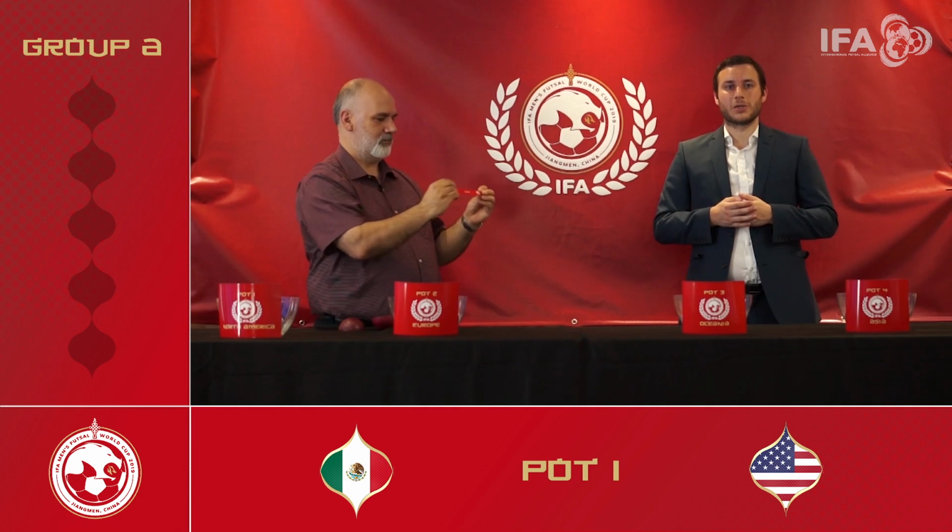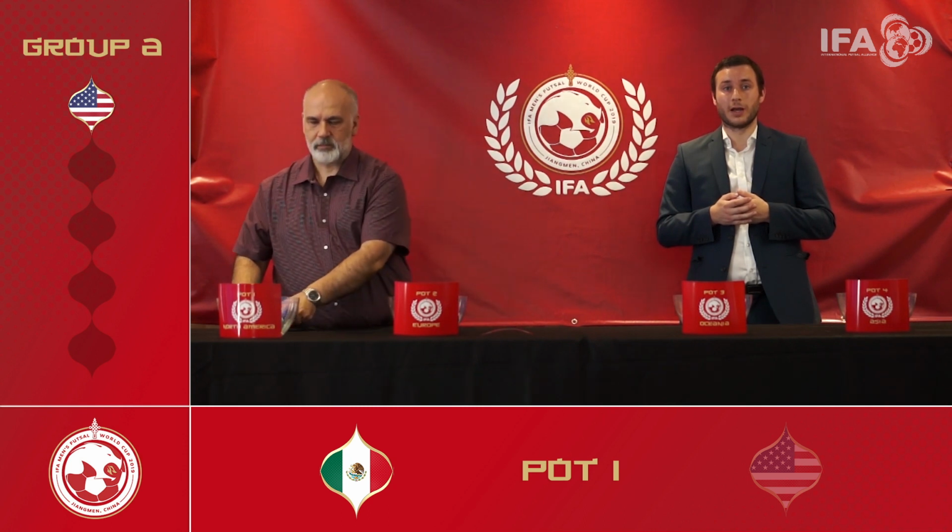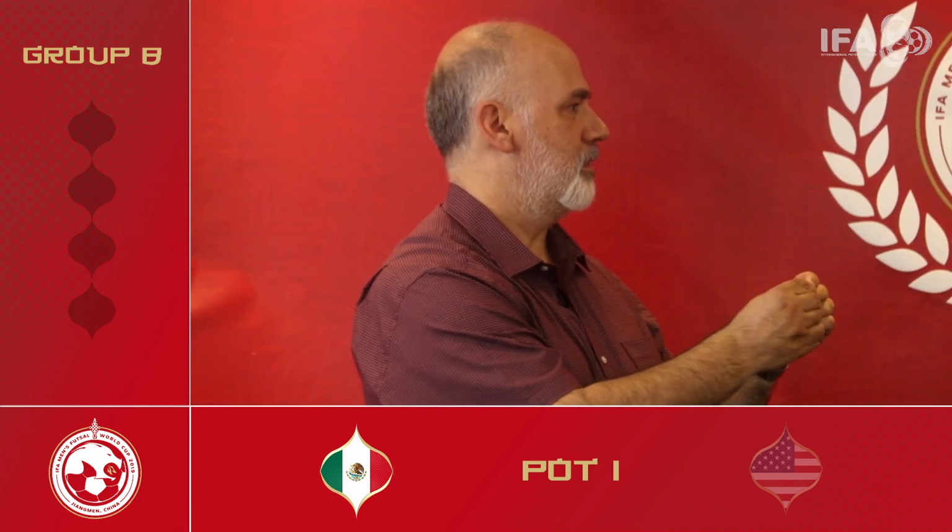USA. So USA will be in Group A, and ever present at the IFA World Cup so far, and looking for their 3rd victory in the competition overall. In Group B, Mexico. So Mexico going into Group B, making their debut, their first ever appearance at an IFA World Cup. And now for Europe.